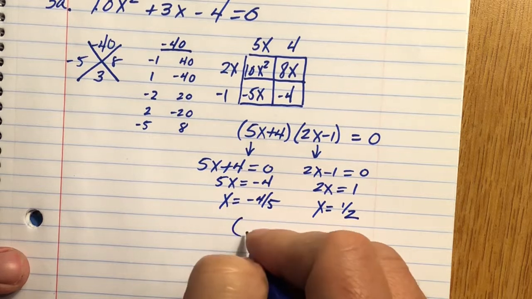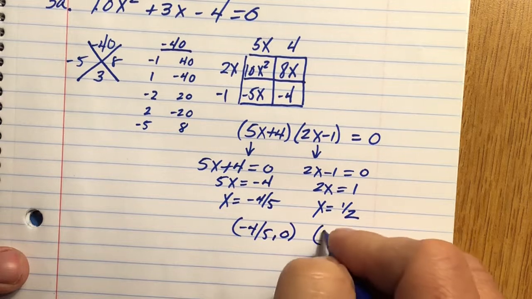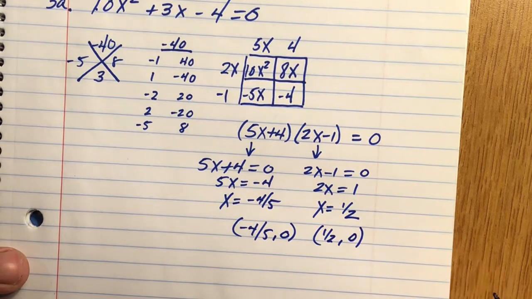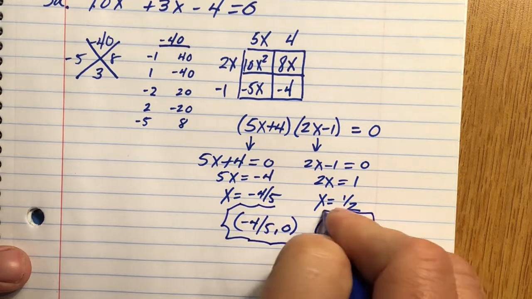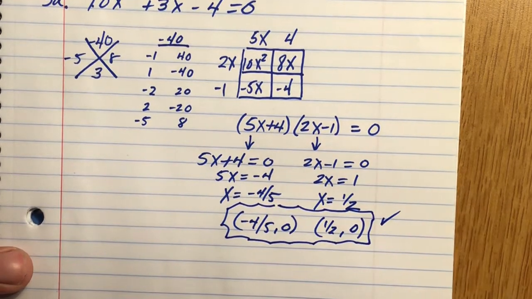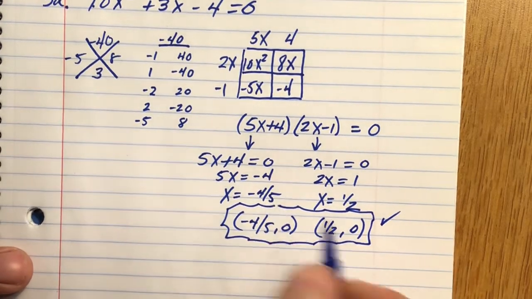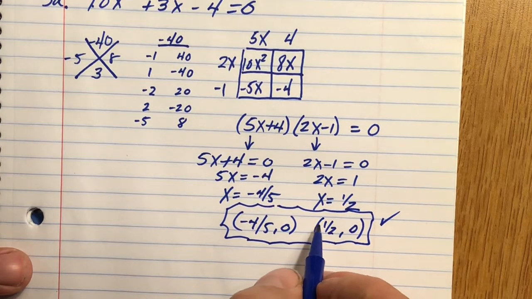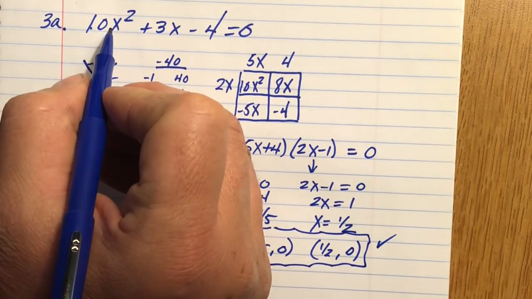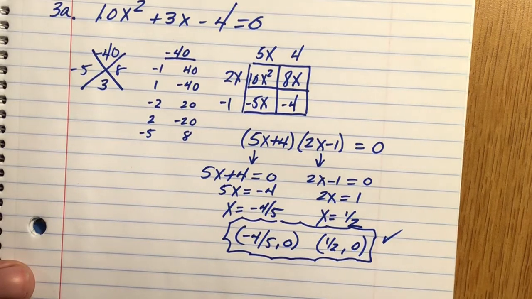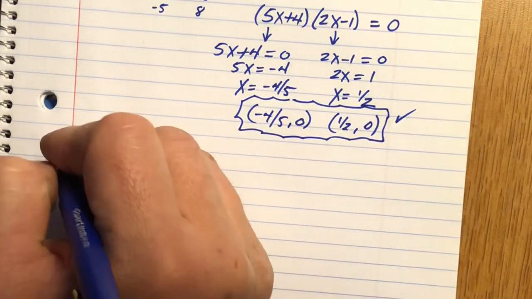So my two answers, or my two zeros, are negative 4/5, comma 0, and 1/2, comma 0. And of course, there are lots of different ways you can check that. Check that with our calculators. We could take those x's and plug them back in up here to make sure that they satisfy that equation. Okay, look at B.